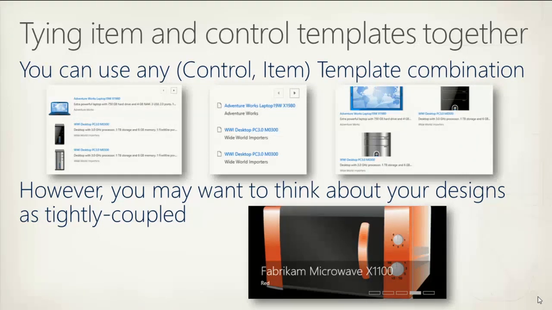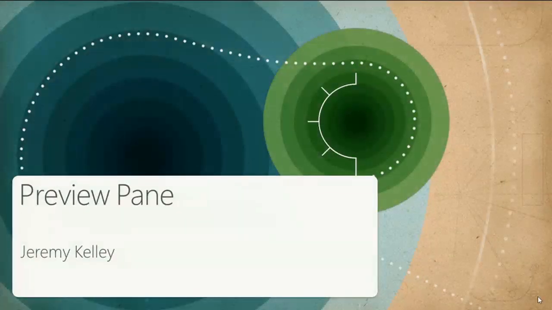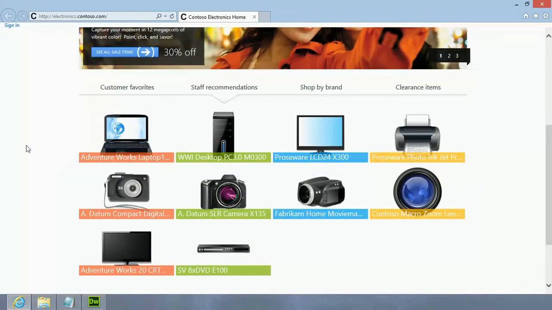You can use those templates in other combinations, but they work best together. So why don't we take a look at how we can actually make a control template and an item template that rely on each other to create something interesting. So let's go back over to our site.